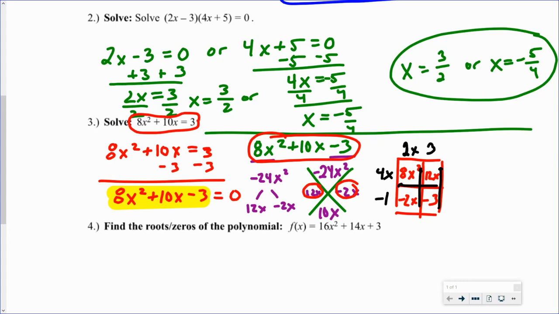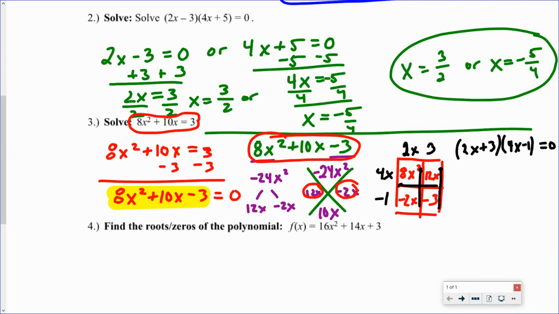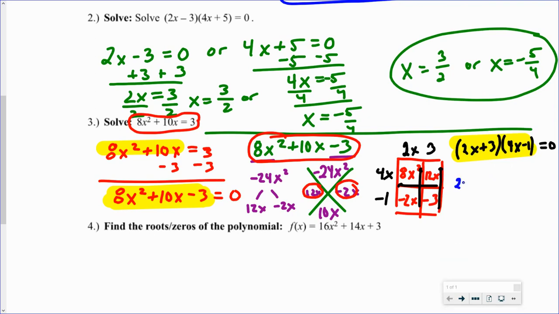So now we're going to take each of those factors and set that equal to 0. So what we've done is we've replaced, in this equation right here, oh, it's actually down here, sorry, 8x squared plus 10x minus 3, we've replaced that with its factored form. And now we can apply the zero product property to find the solutions.